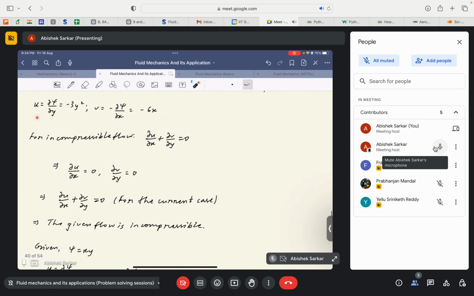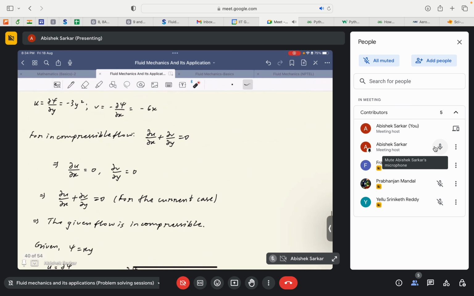Now that we know the u and v velocity components, we calculate the derivatives dou u by dou x and dou v by dou y. Once we do that, we find that dou u by dou x equals 0, because u is only a function of y here. Again, v is only a function of x, so dou v by dou y is equal to 0. So essentially it gives us dou u by dou x plus dou v by dou y is equal to 0, and that's why the given flow is incompressible.